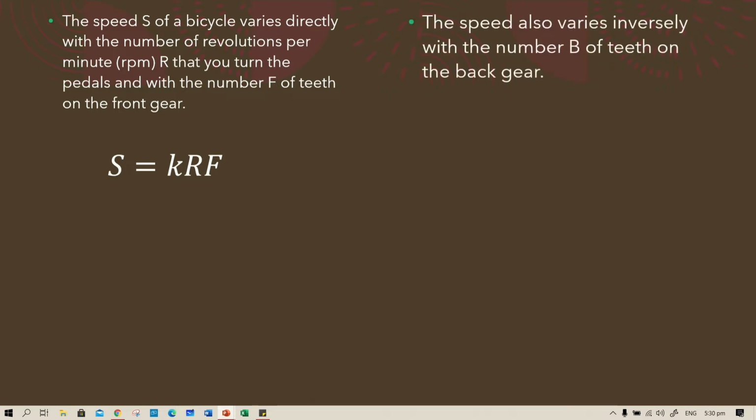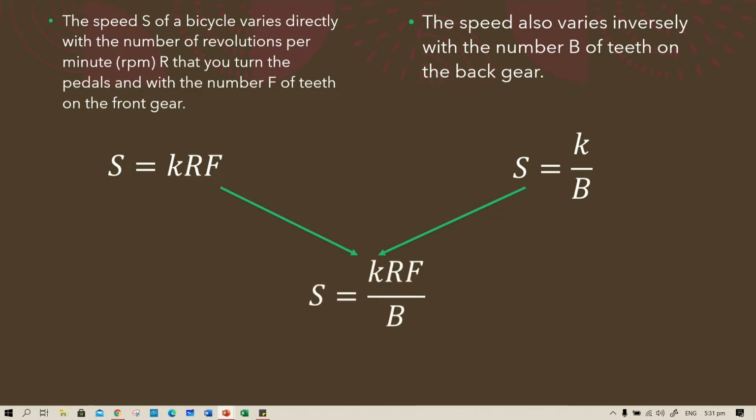Next one. Let's say the speed also varies inversely with the number B of teeth on the back gear. If you're going to examine, this one is an example of inverse variation. And if we will transform this to mathematical equation, this is S is equal to K all over B. Now, let's try to combine the two. If we combine these two equations, we will have S is equal to KRF all over B.